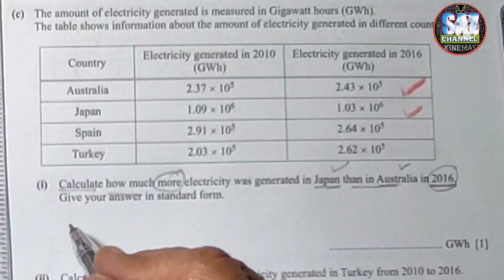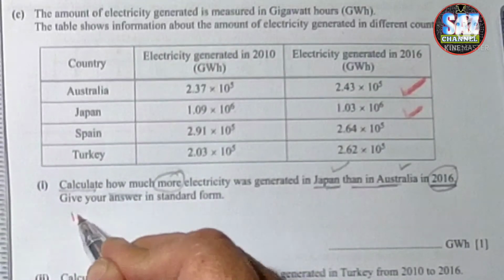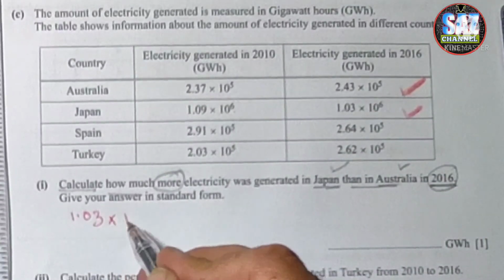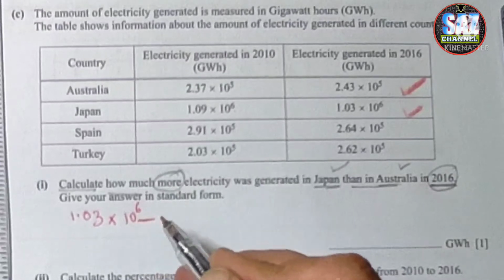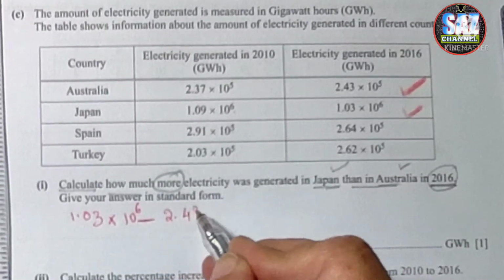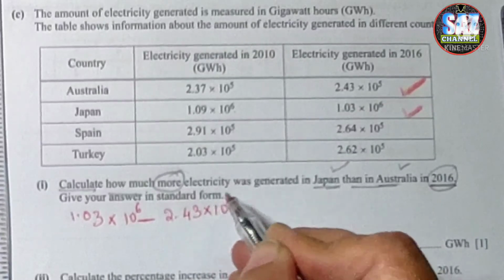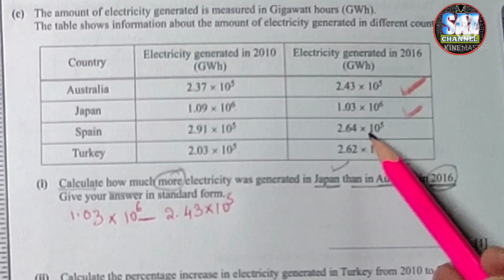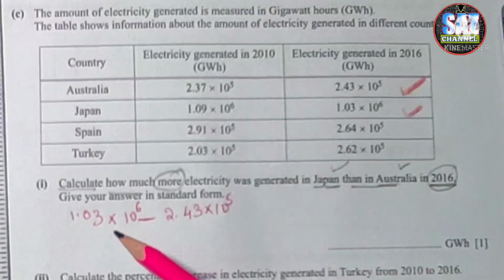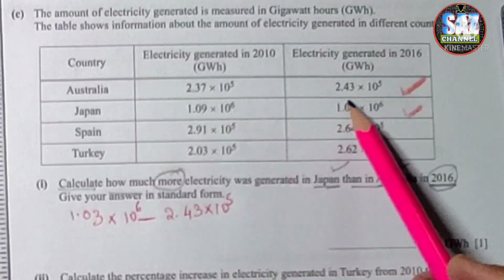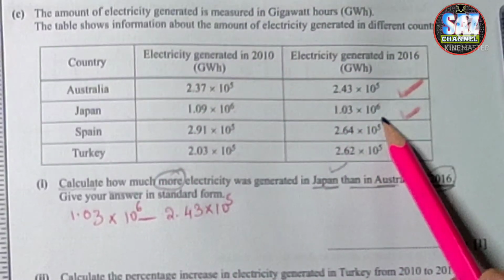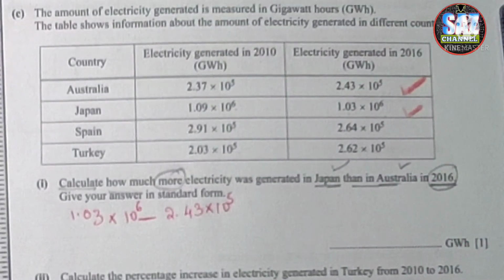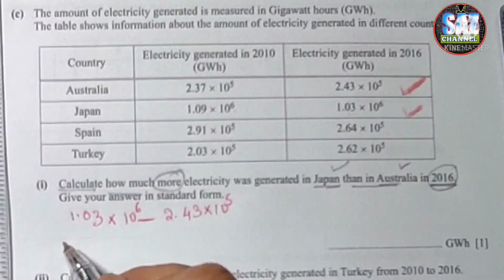Japan has the value 1.03 multiplied by 10 raised to the power 6 minus 2.43 multiplied by 10 raised to the power 5. Okay, let me confirm the values once again. I always advise my students that before solving the question, you have to reconfirm the data. Japan is 1.03 multiplied by 10 raised to the power 6, and Australia is 2.43 multiplied by 10 raised to the power 5. Now, it's up to you how you make the calculation easy.